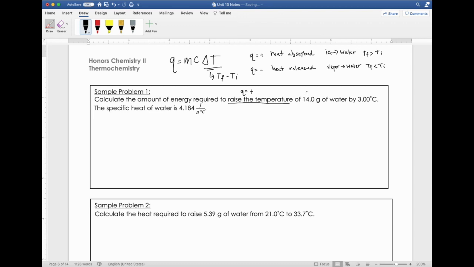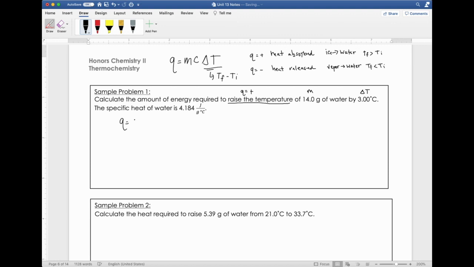We know our mass, so the mass of the sample is 14 grams, and I'm raising that by 3 degrees Celsius. Notice it's not giving me an actual final temperature and an initial temperature. It's just telling me that I'm raising it by 3 degrees. So I don't have to do any subtraction here because that is delta T. My change in temperature is 3 degrees Celsius. And we're given the specific heat of water. Like I said, you'll always be given this value if you're not calculating it, knowing all the other variables. Your specific heat of water is 4.184. All you have to do is plug the numbers in and solve.